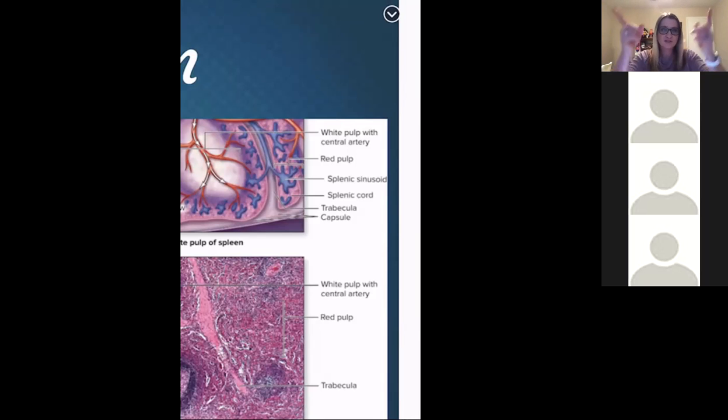Okay, so after it goes through the arteries, it enters the sinusoids, and then stuff gets taken out of that blood. And then from the sinusoids, the blood will be collected by venules. These venules will then merge together into larger and larger veins, and then ultimately into the splenic vein that takes the blood out. And that's the spleen in a nutshell.